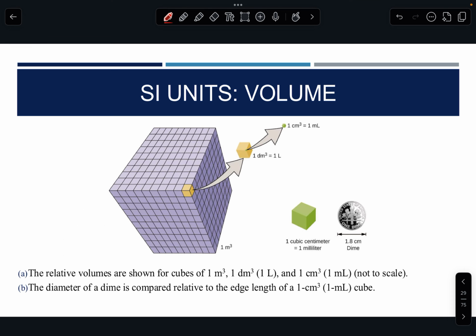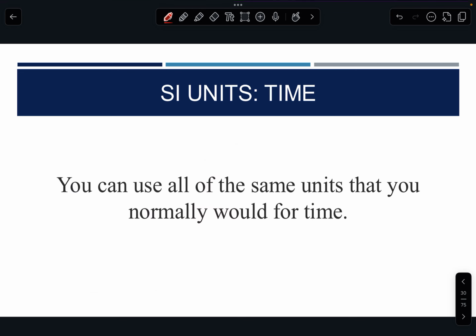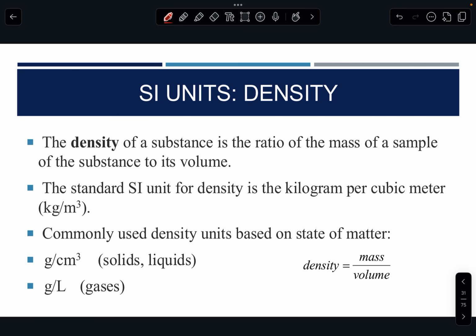Okay, and so this is just reiterating this, so I'm going to move on. For time, we're going to use the exact same thing. There's no SI unit for time that is different from the imperial units. That's seconds, minutes, hours. Those are all the same.